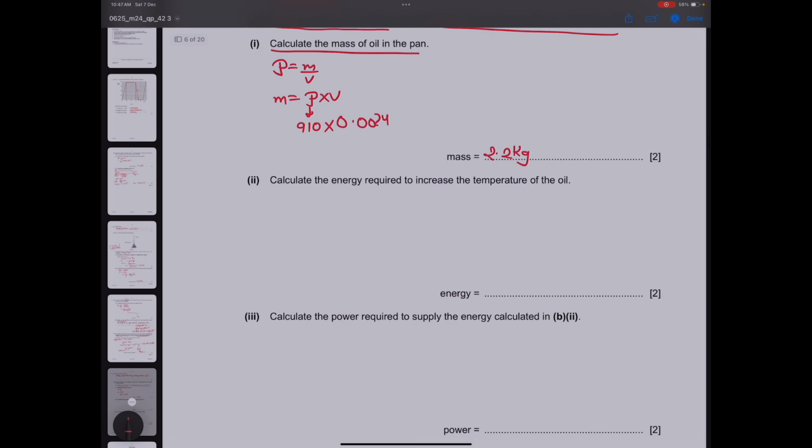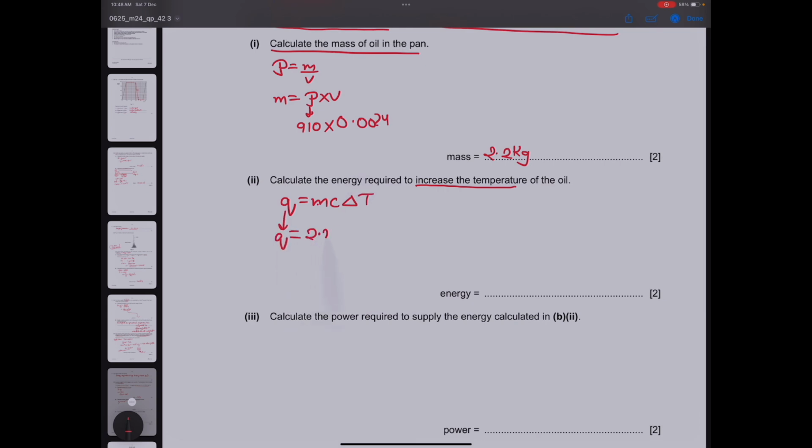Now, next part. Calculate the energy required to increase the temperature of oil. Now, it should be clear in your mind after seeing this text. Increase the temperature means you have to use the specific heat capacity formula here. Alright. So, Q is equal to m c delta T. You can also remember this as Q is equal to m c delta T, where delta stands for change. Q is the heat, m is the mass, c is the specific heat capacity, delta T is the change of temperature. Right? This is what we are trying to figure out.